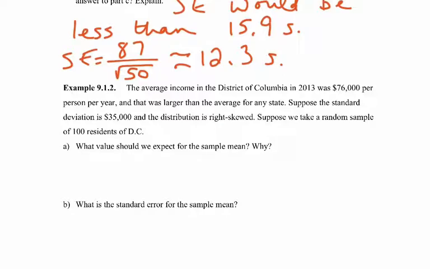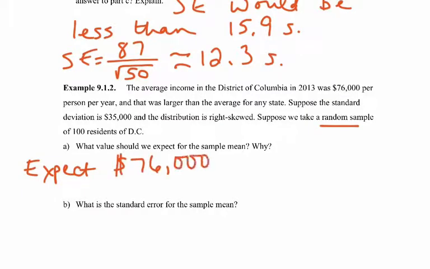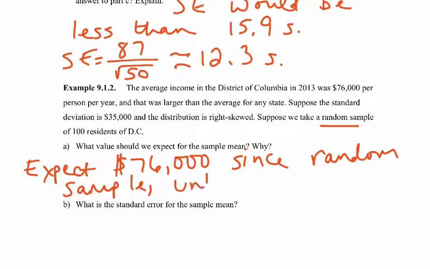The key word here is random. We're taking random samples. If we have a random sample, that means our estimator is unbiased. So we expect the average value of the salary to be about $76,000. And you can say, since we took a random sample, we have an unbiased estimator for the mean salary.